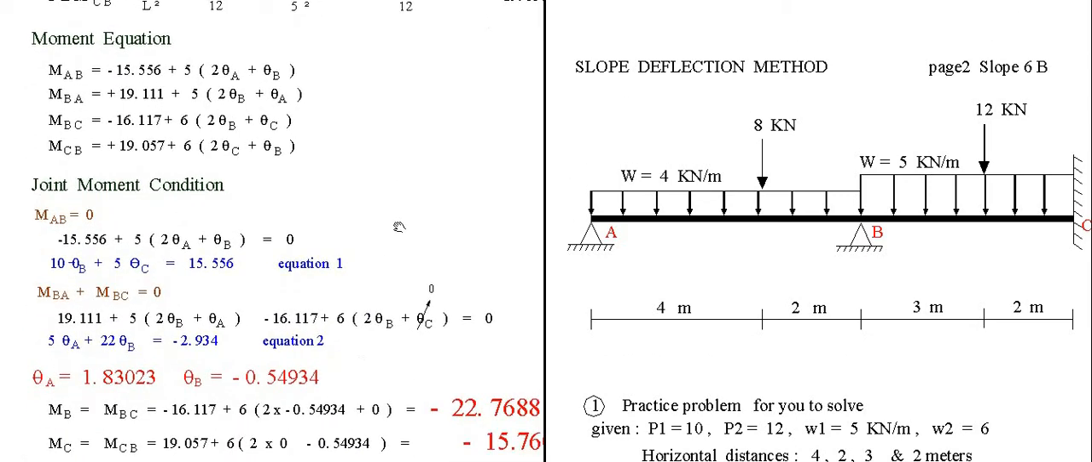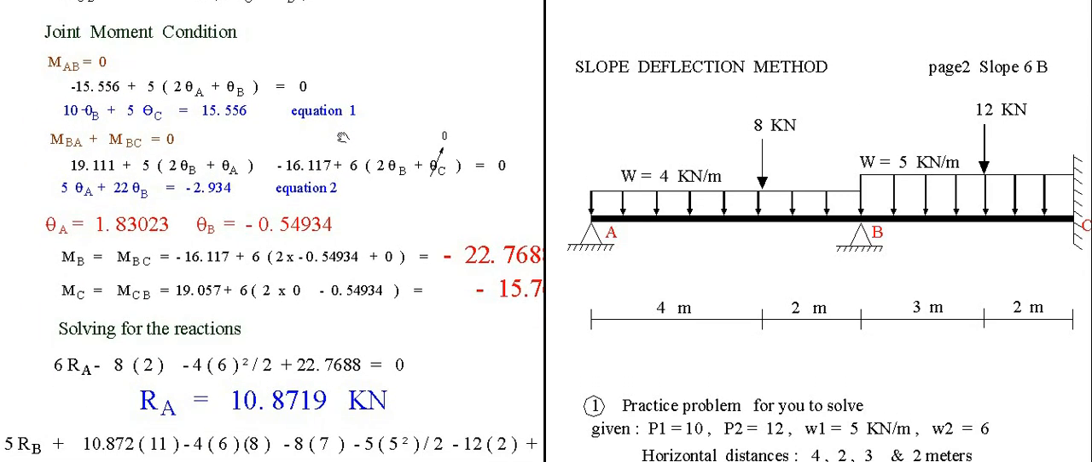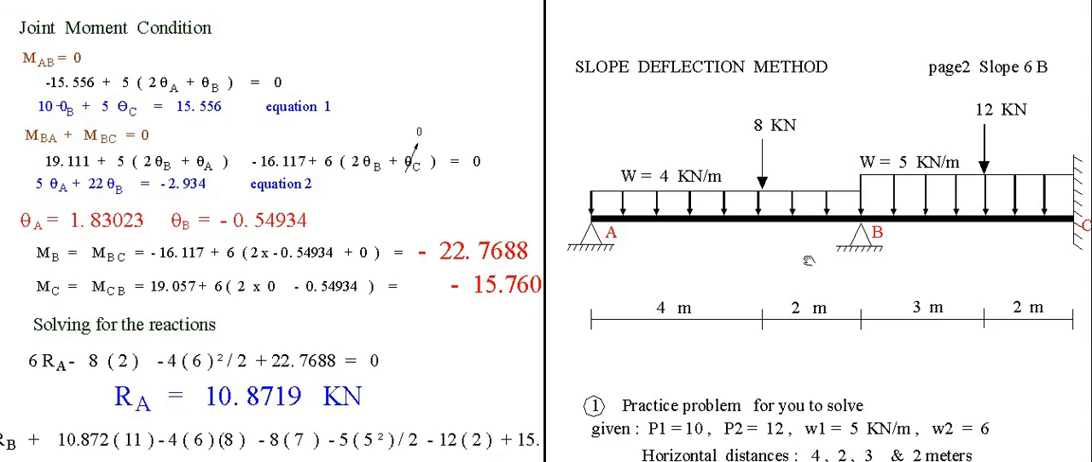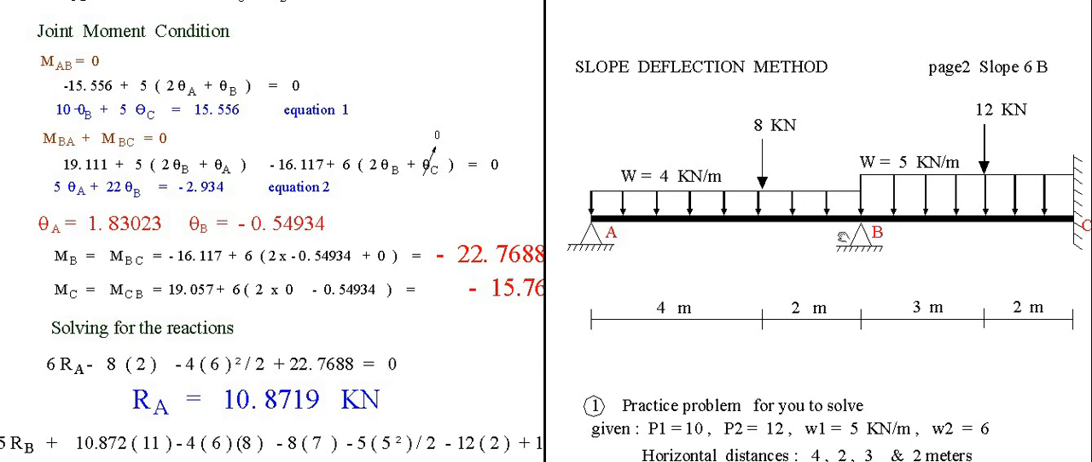Then the joint condition. Here we formulate the equation. In slope deflection, we usually have two unknowns. There is an inclination of the beam. When loaded, it will deflect like this.